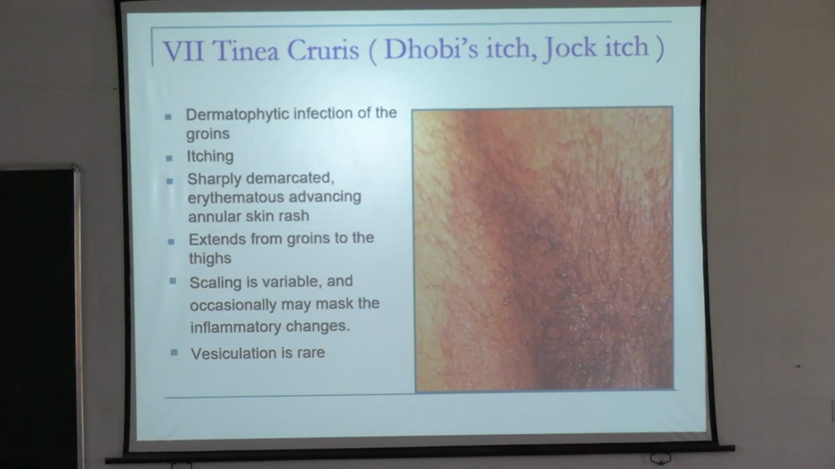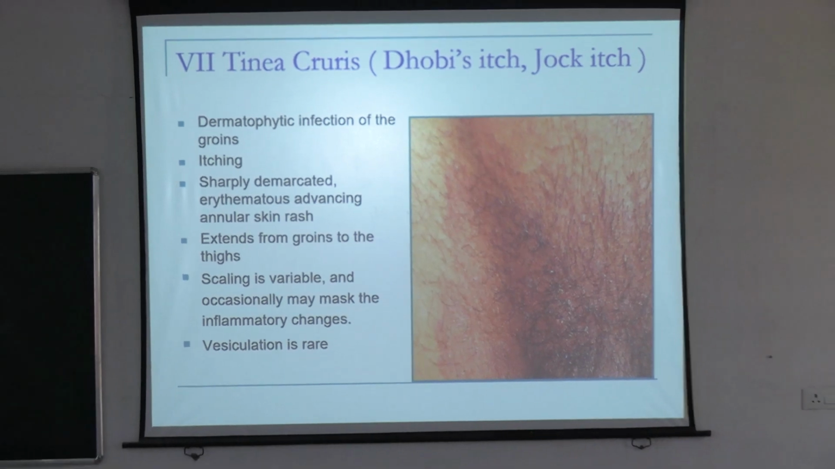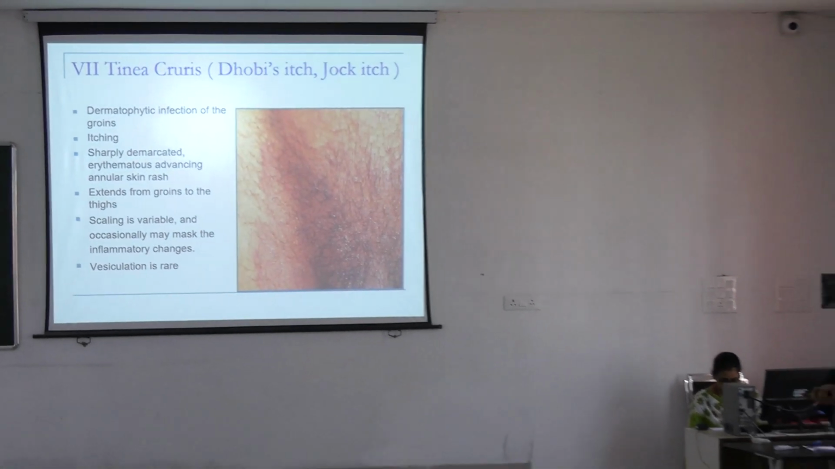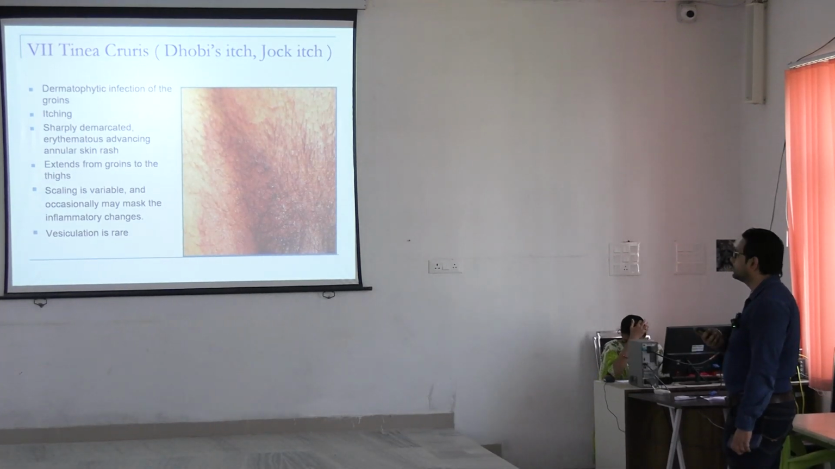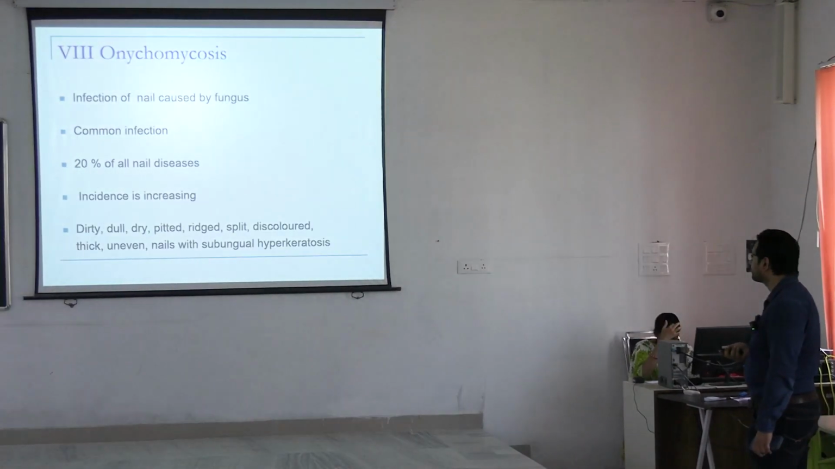Okay. So tinea cruris is very common. So it is affecting the groin area. Itching is the most common complaint. Sharply demarcated erythematous advancing annular skin rash affects the groins. Scaling is variable, and sometimes there are inflammatory changes.